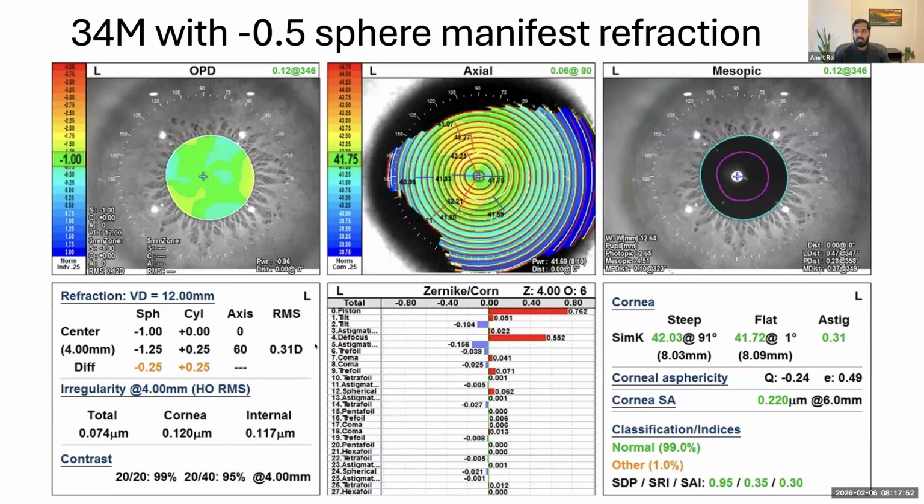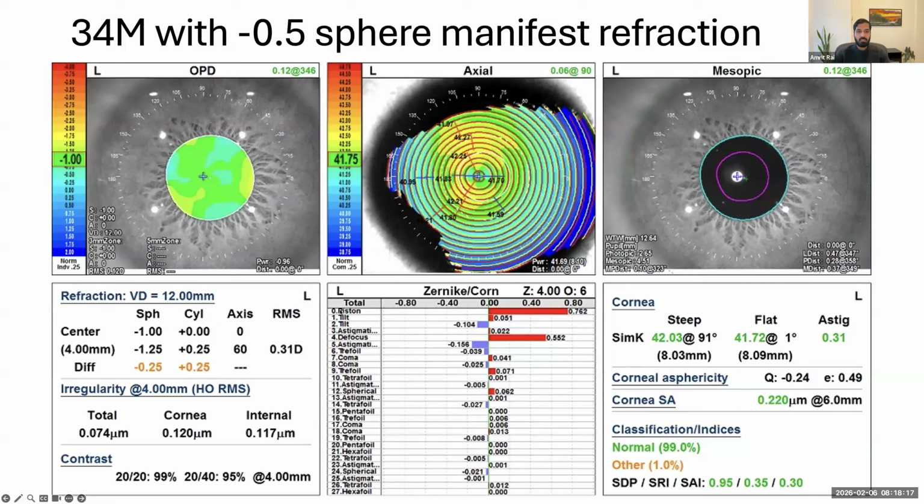Let's look at some clinical examples. We'll start with a 34-year-old male with a minus 0.5 sphere on manifest refraction, so almost emmetropic. A couple of things to point out are first, the corneal asphericity that we talked about earlier, minus 0.24, and the matching spherical aberration of 0.22 microns. So these are both very close to the average values for both.